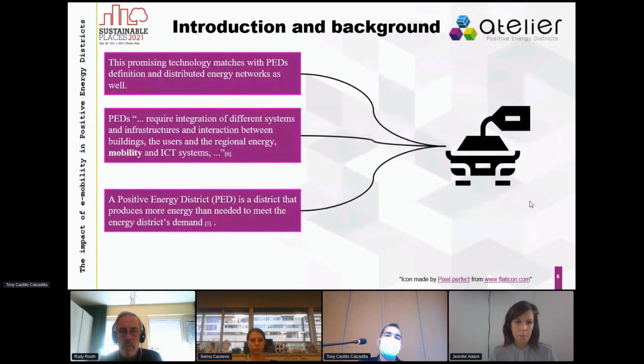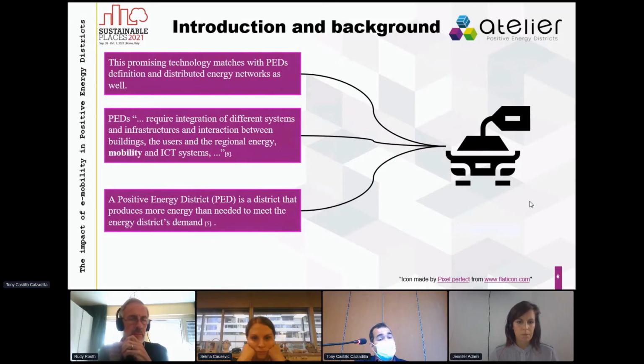Well, as we know, PETs require integration of different systems and infrastructures and interaction between buildings, the user, and the regional energy, mobility, and ICT system. This is part of the current definition of the PETs. So, a PET, summarizing, is a district that produces more energy than we need to meet for the people who live there.